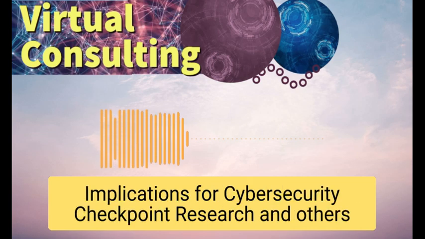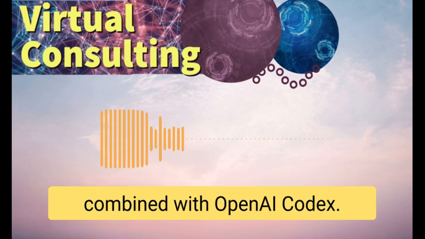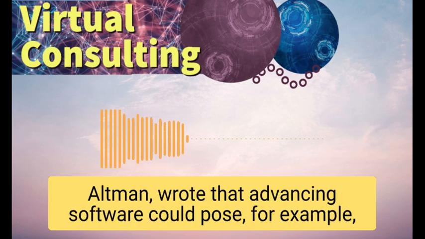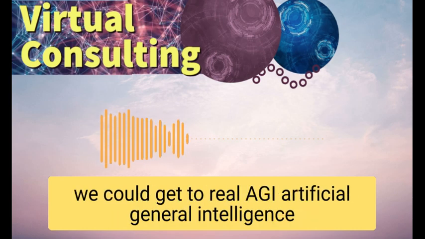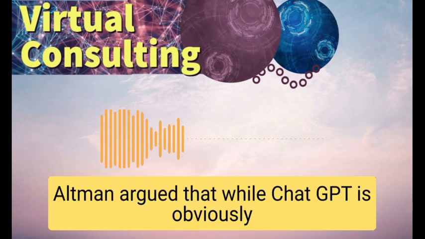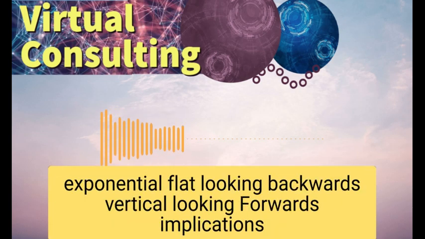Implications for cybersecurity. 53. Check Point Research and others noted that ChatGPT was capable of writing phishing emails and malware, especially when combined with OpenAI Codex. 54. The CEO of ChatGPT creator OpenAI, Sam Altman, wrote that advancing software could pose, for example, a huge cybersecurity risk, and also continued to predict, "We could get to real AGI, artificial general intelligence, in the next decade, so we have to take the risk of that extremely seriously." Altman argued that, while ChatGPT is obviously not close to AGI, one should trust the exponential. Flat looking backwards, vertical looking forwards.